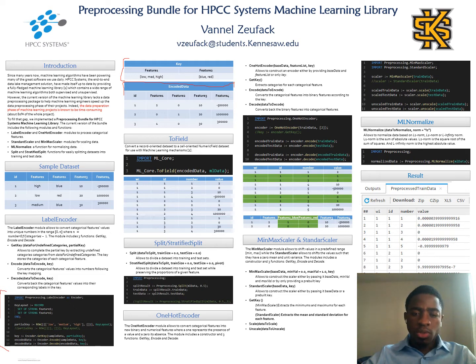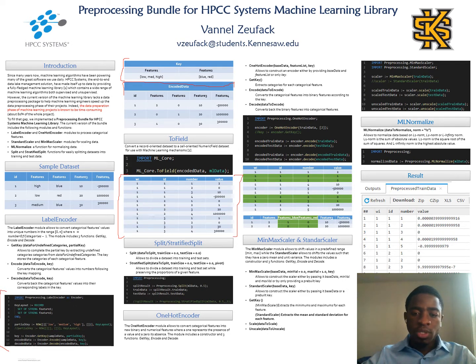Following the label encoder, we will discuss quickly the to-fill function macro, which is not really part of the module, but all the remaining modules and functions are partially dependent on this macro. This macro allows you to convert a record-oriented dataset like our sample dataset into a cell-oriented numeric field dataset like this one. A numeric field dataset is the record structure used by all the machine learning algorithms in the HPCC machine learning library.